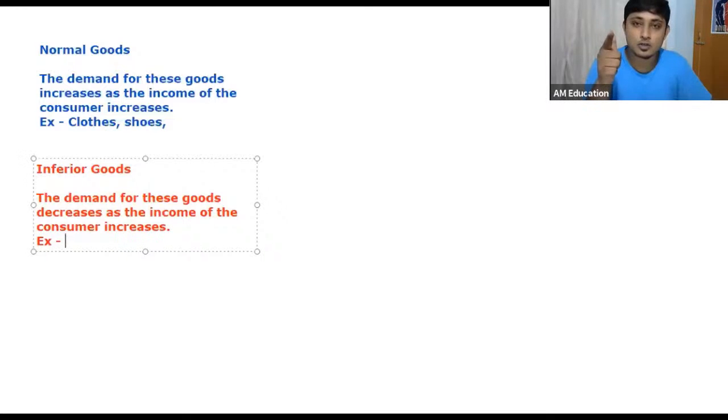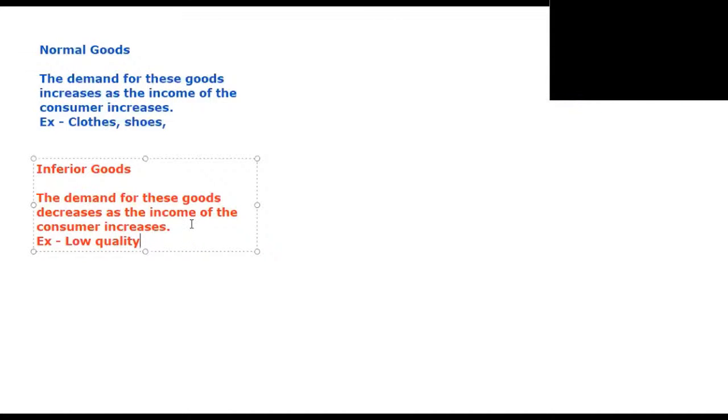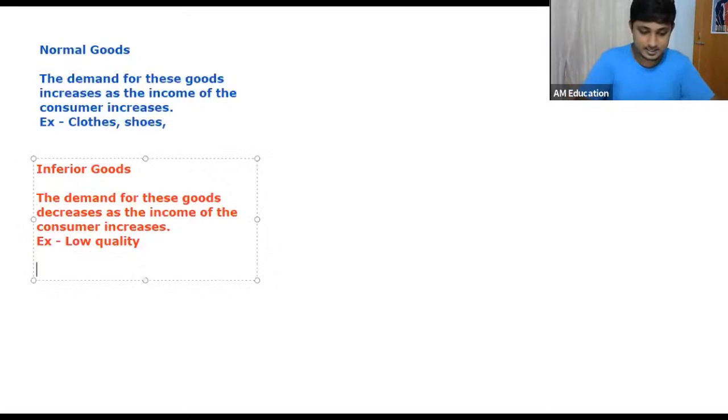If my watchman would be buying, assume 20 rupees per kg rice, right? Suddenly I doubled his salary. Now will he still buy the 20 rupees rice, or will he come to a better quality rice? He'll go to better quality goods. So all the low quality goods will have what kind of elasticity? Negative. Exactly, these goods have negative income elasticity.